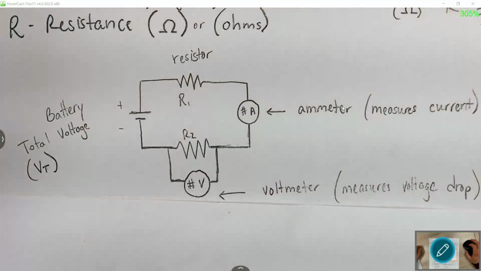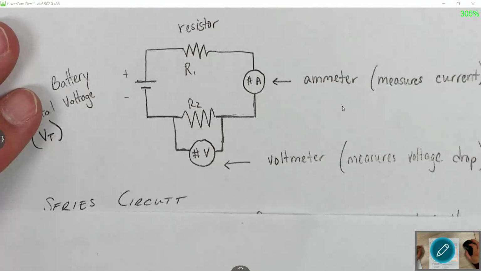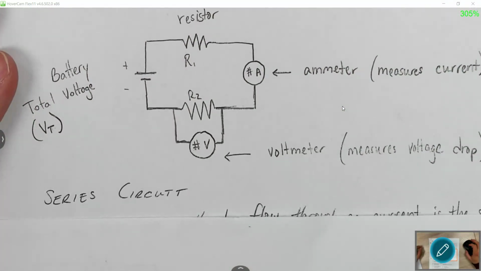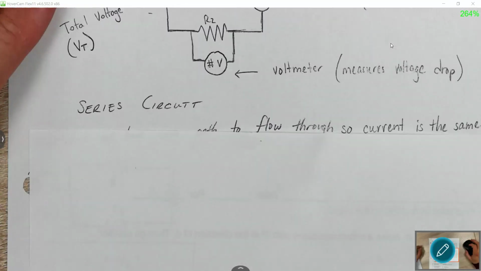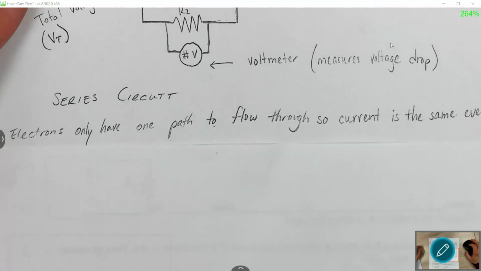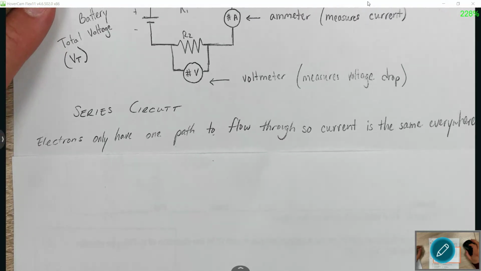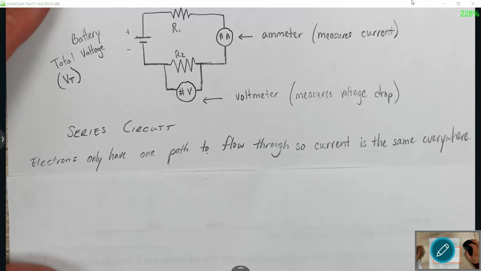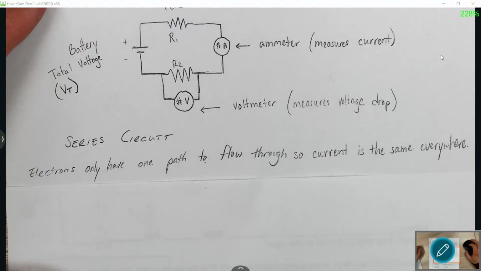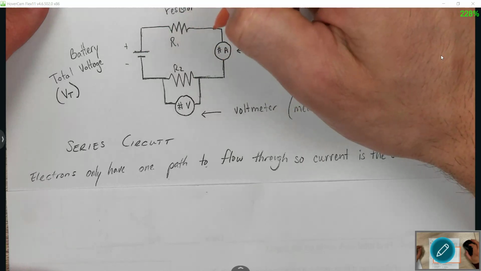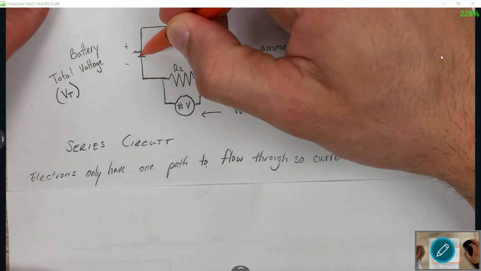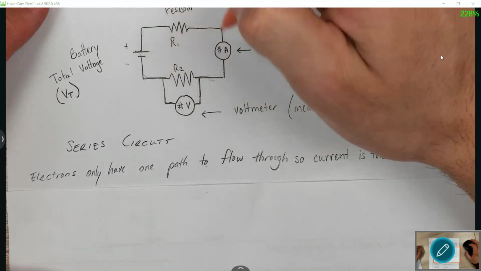Now this is a very basic example, which would be a series type of circuit. So what makes something a series type of circuit? Well, electrons only have one path to flow through, so the current would be the same everywhere. The electrons only have one path to go from start around to finish.